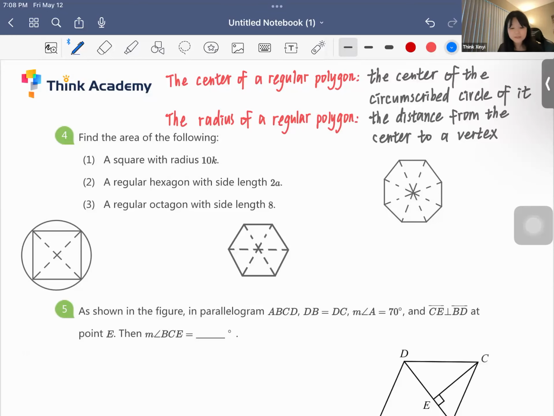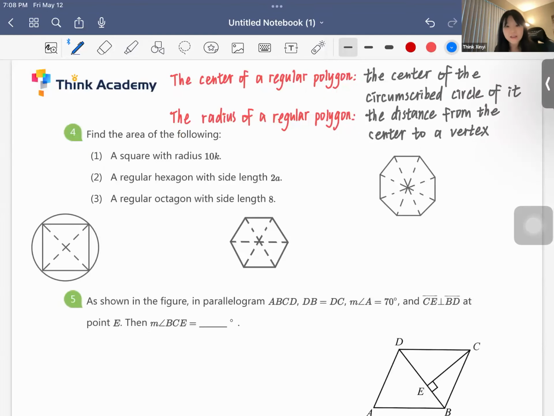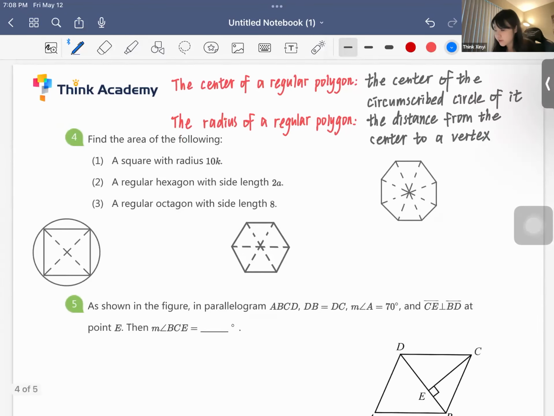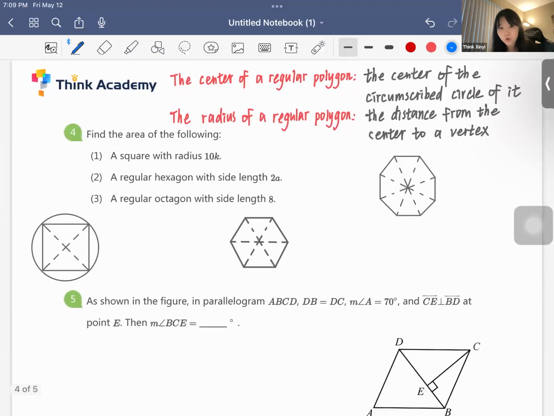If that's a regular polygon, it should have a center and also a radius. The center is the center of the circumscribed circle of the regular polygon, and the radius is the distance from the center to a vertex, okay?